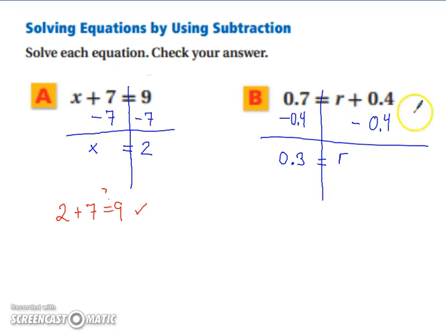Let's double check and make sure we did this correctly. Is 0.7 in fact equal to 0.3 plus 0.4? Well, 3 and 4 make 7, so we have 0.7. It does.